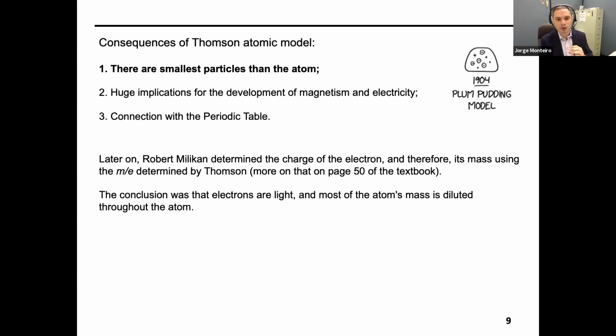On the other hand, Thomson figured out that, okay, first we have a smaller particle than the atom, which is the electron. The mass of the atom is diluted throughout the atom, and we have electrons kind of encrusted in this jelly kind of atom. Okay, so the biggest difference here is moving on from a solid thing to a more fluidic thing and figuring out that the atom is not the smallest thing we can have.